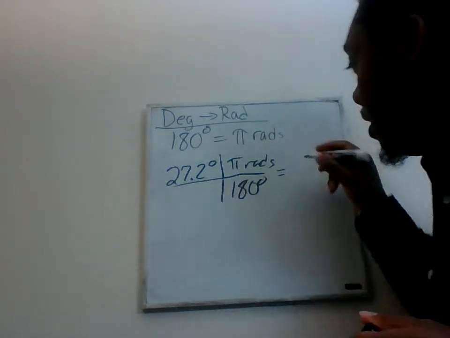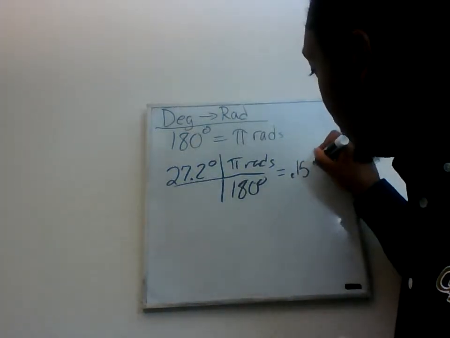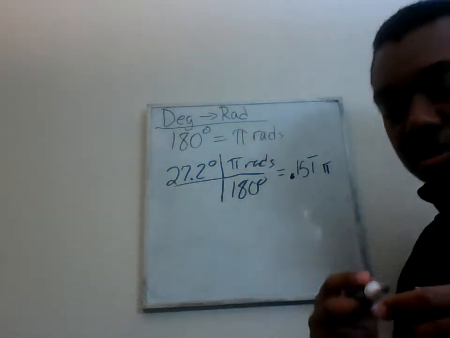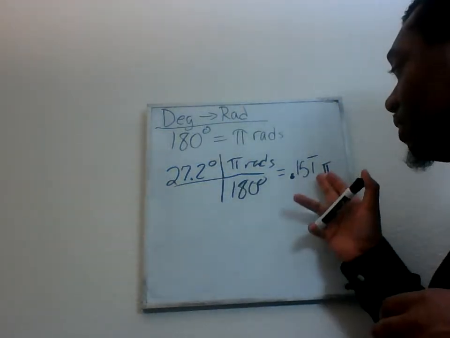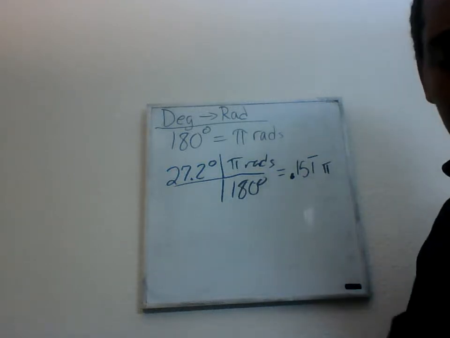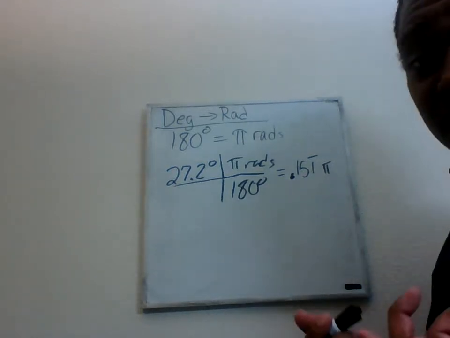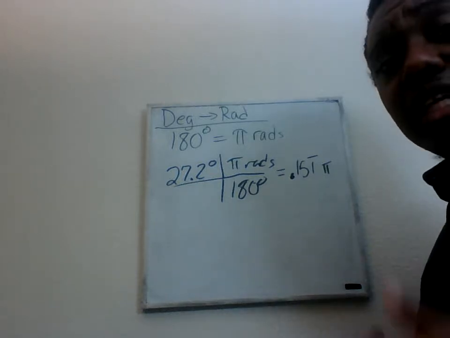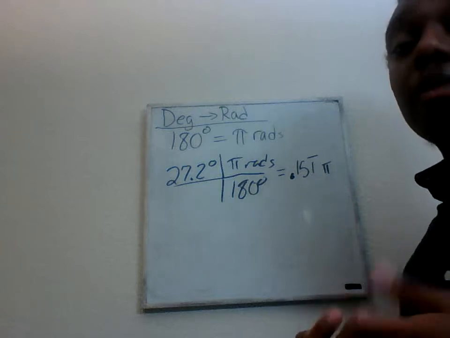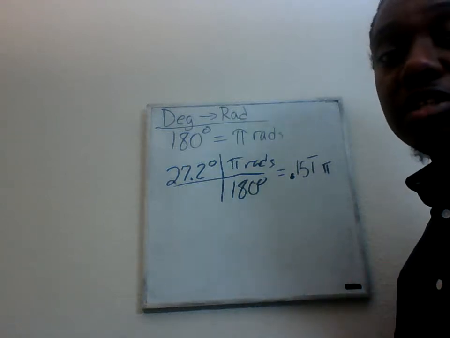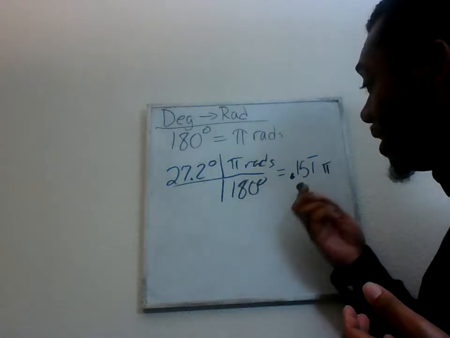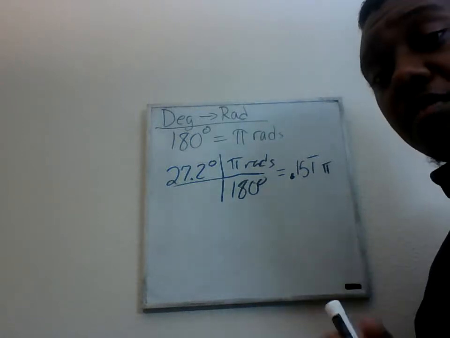will give me 0.151 repeating pi radians. Now I can rewrite this a little differently if I want to, or I can also change it to a fraction if I want to. It's up to you and up to the situation that you're doing. In this case, well, personally speaking, I like to leave things as a fraction. But in this instance, if I'm using this as an actual measurement, I think the 0.151 would be enough.